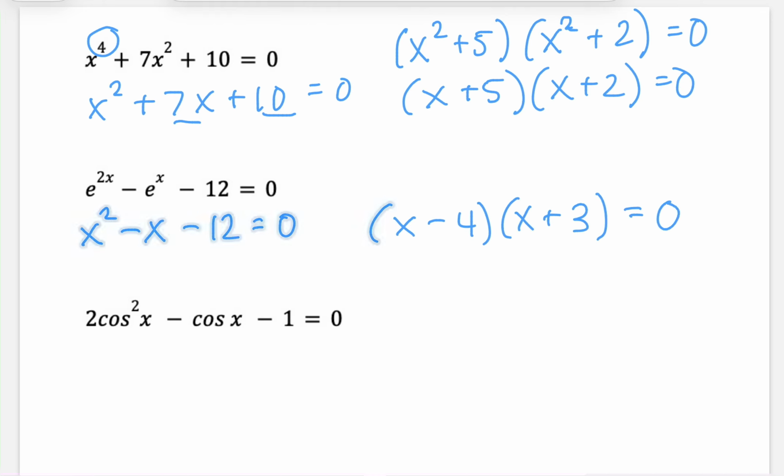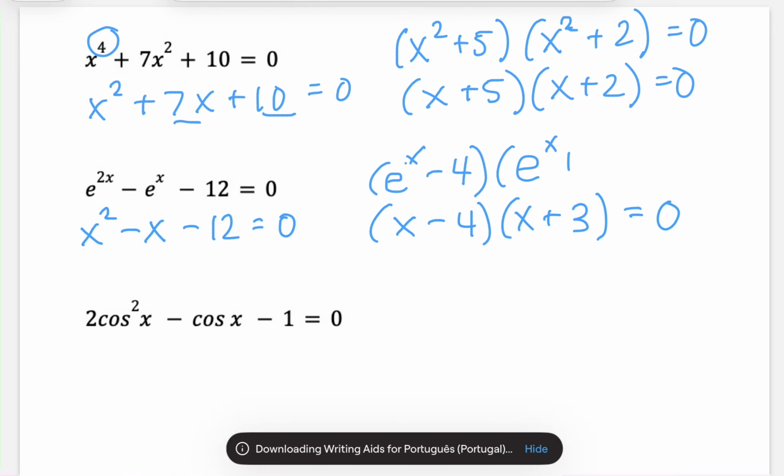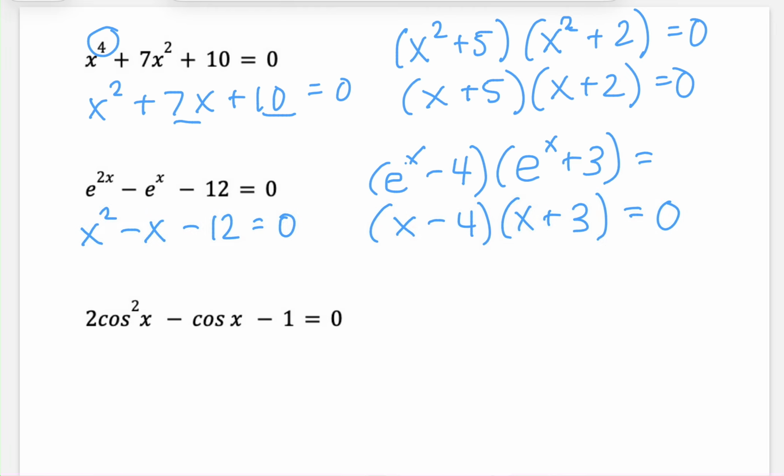So when we have this exponential form with a base of e, this is going to factor to e to the x minus 4 times e to the x plus 3. And if we're solving logs or exponential equations, we would set each of those factors equal to 0, and then we would solve using logarithms. So that's how we can turn that exponential function into a quadratic trinomial.